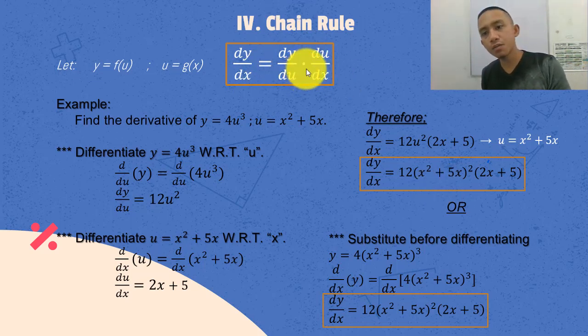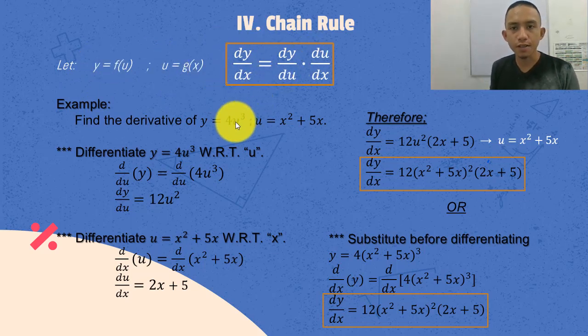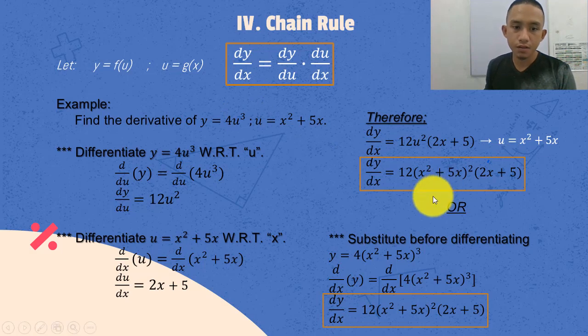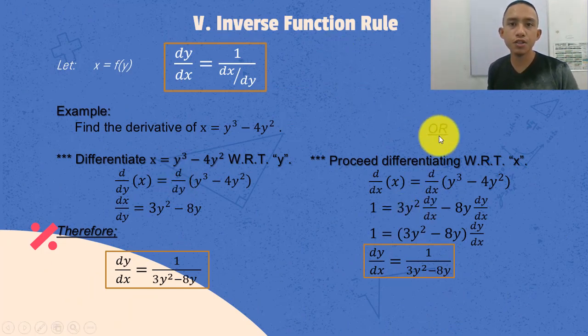If you have a third variable, differentiate the first equation with respect to that third variable, and then differentiate the third variable with respect to x, and then multiply, you will have your dy dx or your y prime. Okay, so that is chain rule. Second rule, inverse function rule.